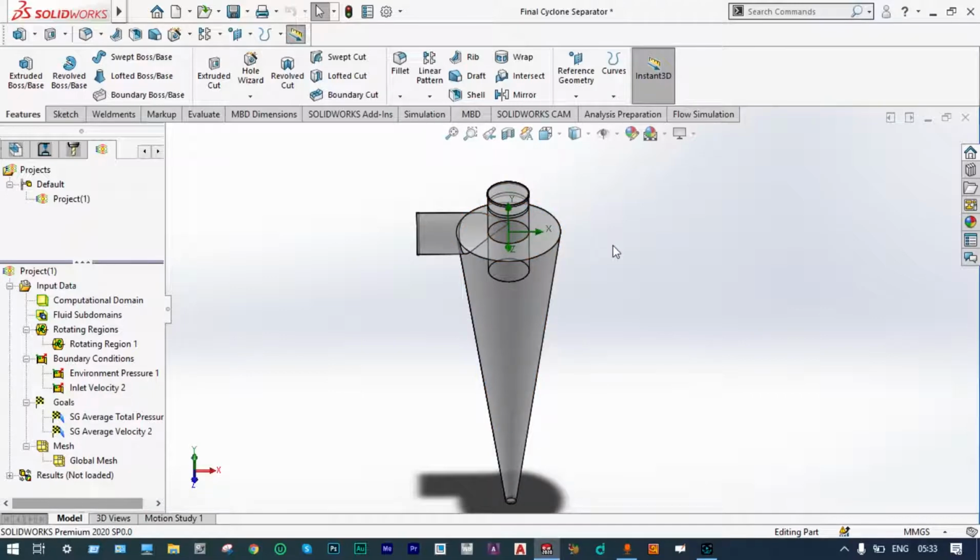For better performance of the Cyclone Separator, we can provide one fan or motor at the top position. So this can also be provided as an input variable. We have different types of input variables like inlet velocity, inlet mass flow rate, or the velocity of the fan at the top position.